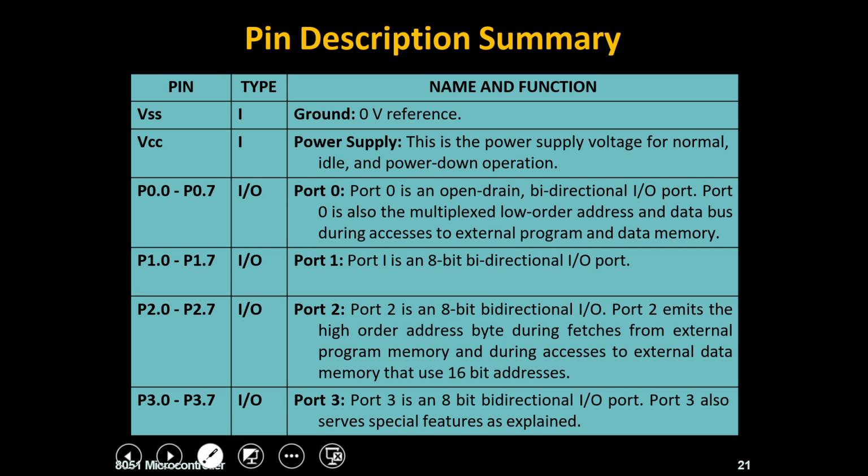Next one, the summary of the pin description. VSS or ground is an input type, that is 0 volts. VCC is an input type that gives the power supply to the 8051, that is normally 5 volts. P0.0 to P0.7 act as input and output, mainly to connect the external program and data memory. P1.0 to P1.7, P2.0 to P2.7.